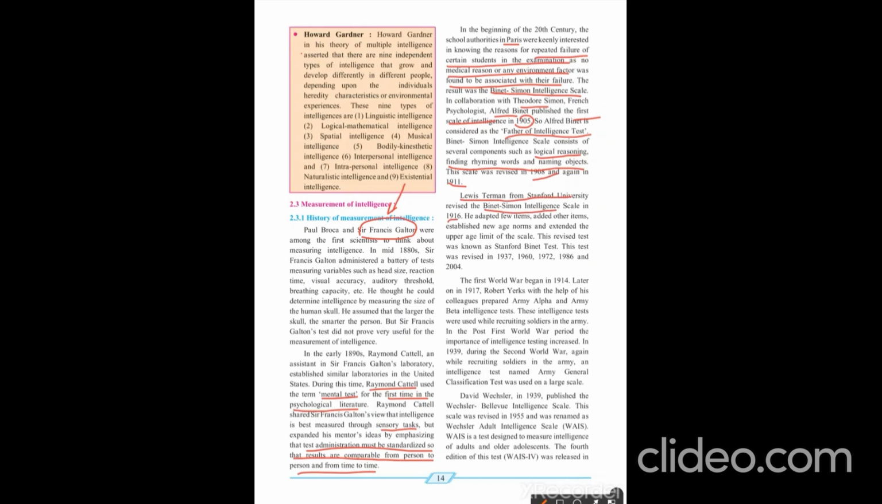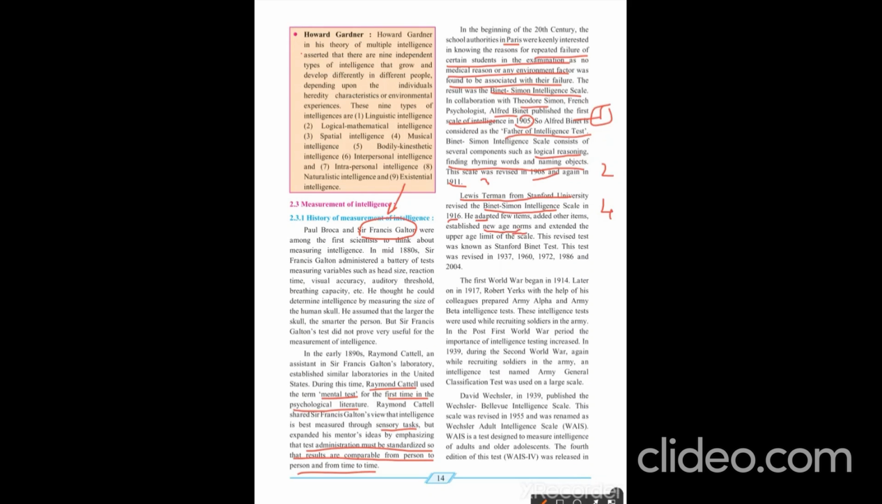So now we first had it done in 1905, then 1908, and then 1911, and now 1916. So this is the fourth edition. You must remember this. He adapted a few items. Adapted as in he modified it according to the population at that time. He added other items. He established new age norms.